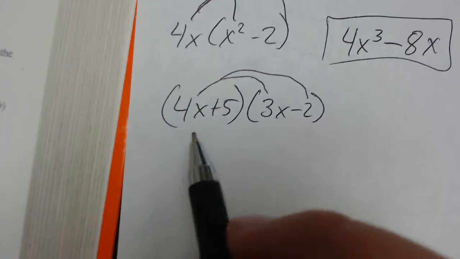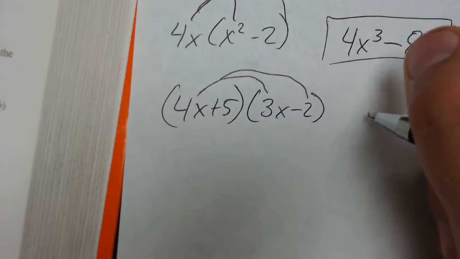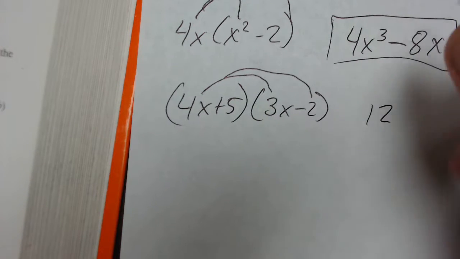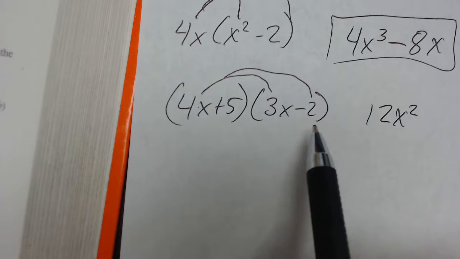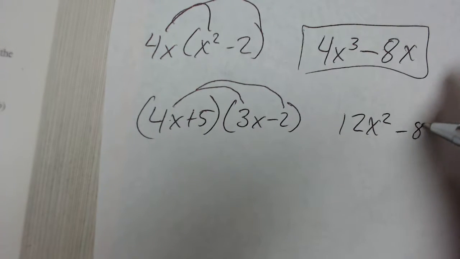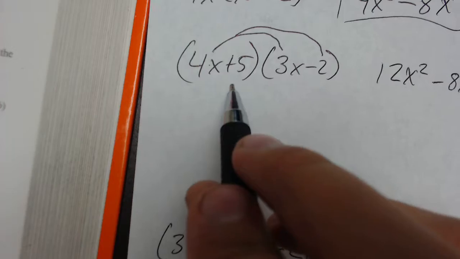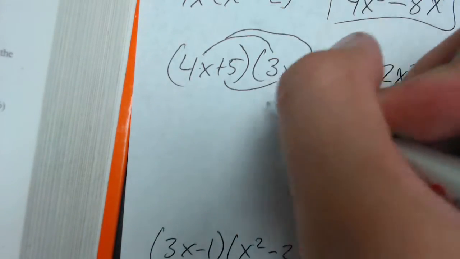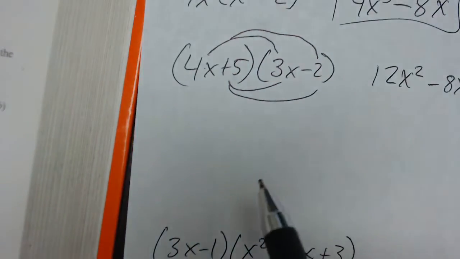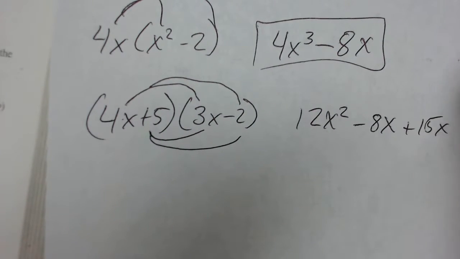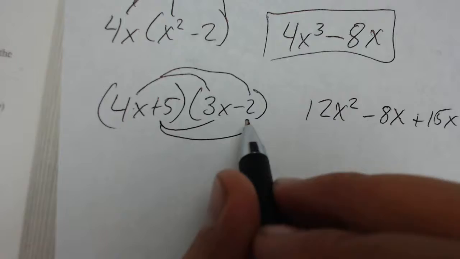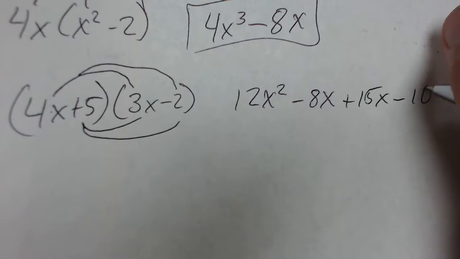So let's go ahead and work this out. 4x times 3x. 4 times 3 gives me 12. X times x gives me x squared. Now, 4x times negative 2, that gives me negative 8x. Then I have to do the same thing with plus 5. I take plus 5 times 3x plus 5 times negative 2. So plus 5 times 3x gives me positive 15x. Plus 5 times negative 2 gives me minus 10.